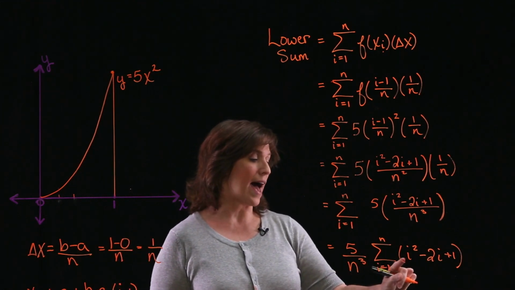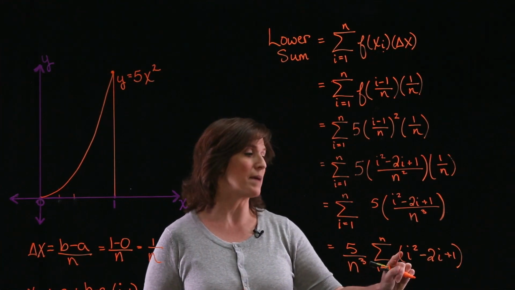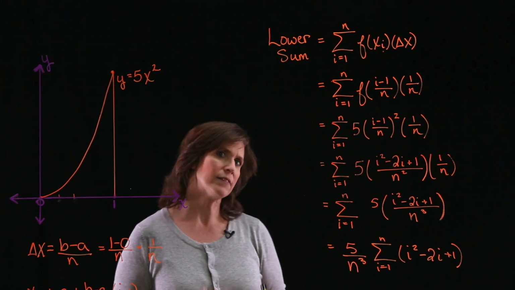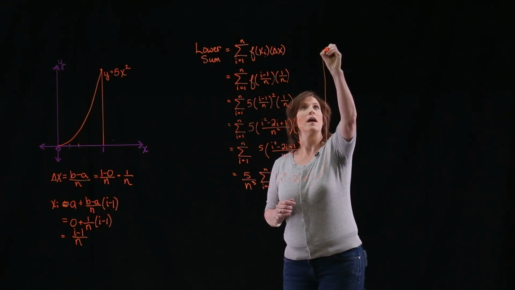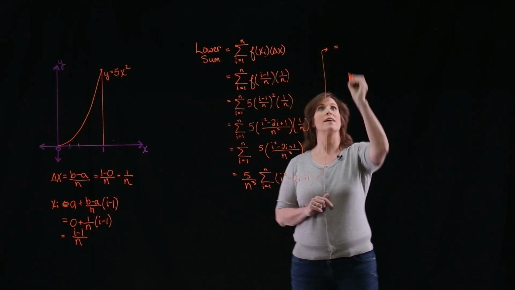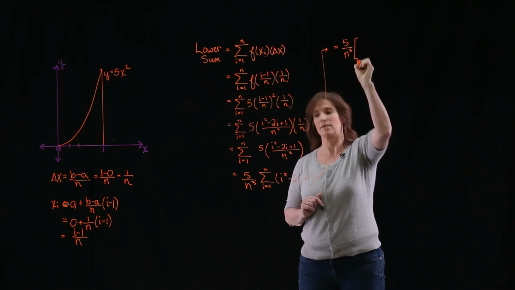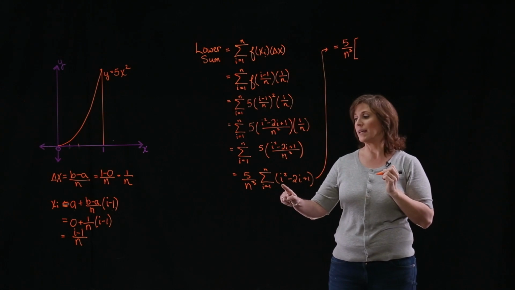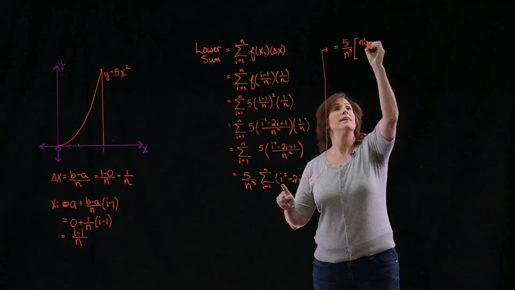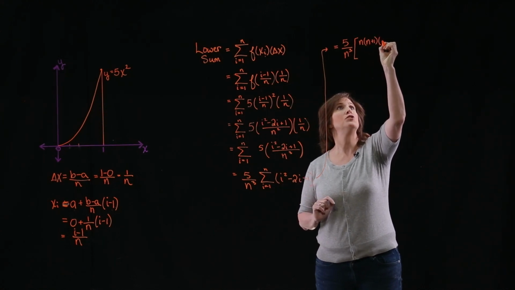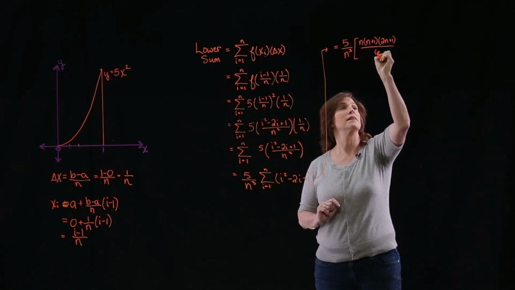I also notice that when I'm doing a summation of 3 pieces that are either added or subtracted, I can do the summation of each piece individually. And I have some formulas for that. So let's move up here. And I'm going to have my lower sum being equal to 5 all over n cubed times the first part of my formula, the sum from i equal 1 to n of i squared. That formula is n times n plus 1 times 2n plus 1 all over 6.